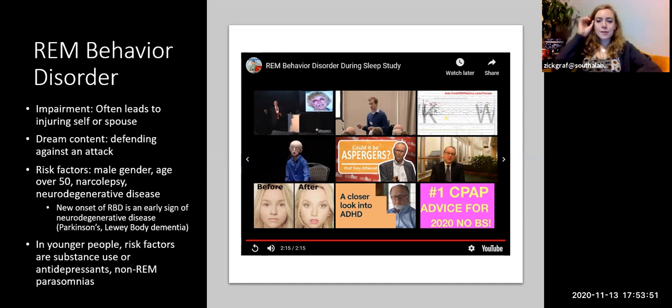And in younger people, where REM sleep behavior disorder is probably not a sign of a dementia or degenerative brain disease, it's often associated with substance use. Certain antidepressants can contribute to this. And people who have other non-REM parasomnias, other types of physical activity and weird behavior during sleep that's not taking place during REM, are also more likely to have behavior during REM.